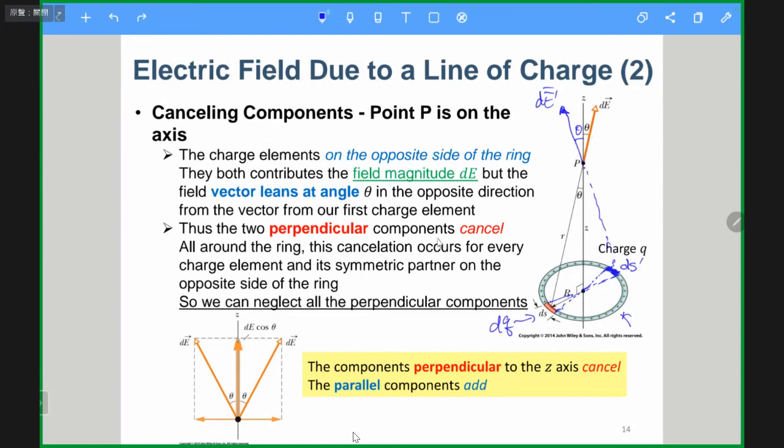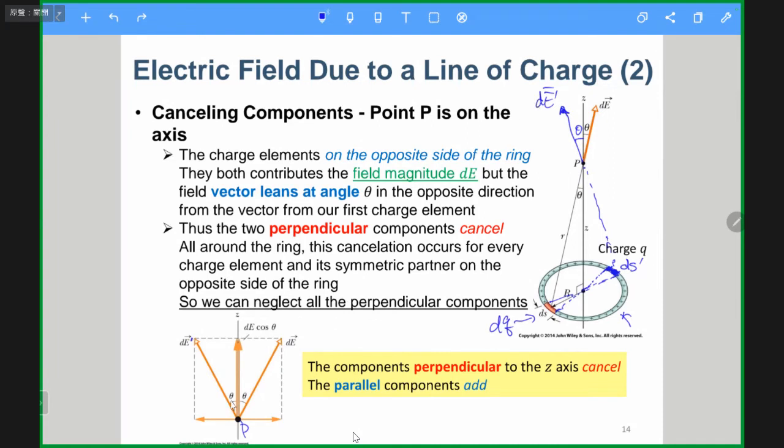So in this case, we try to cut this plane to this figure. Okay, so you can see that ds generates, at point P, this is point P, and then this is dE, just mentioned. And then we may call this one dE prime to match with this one.